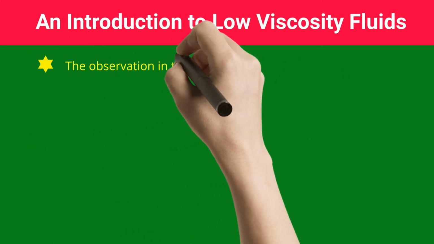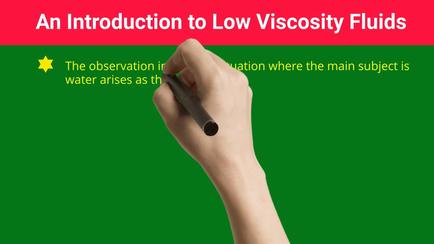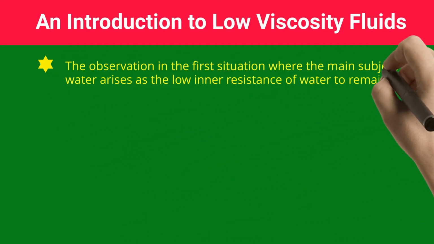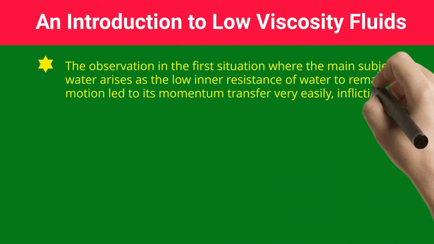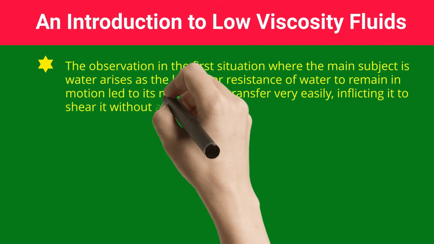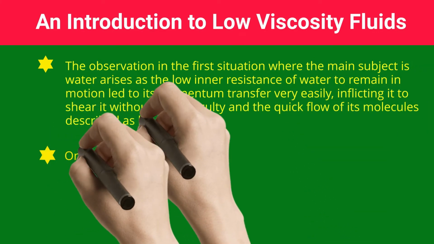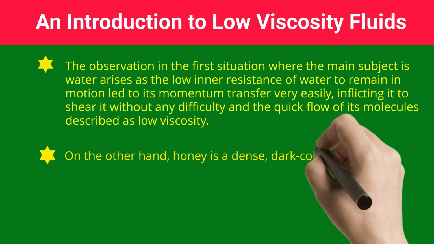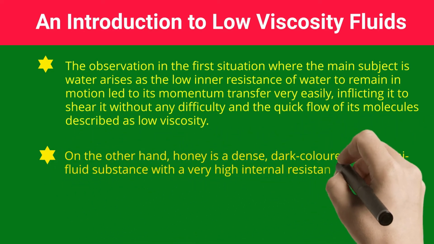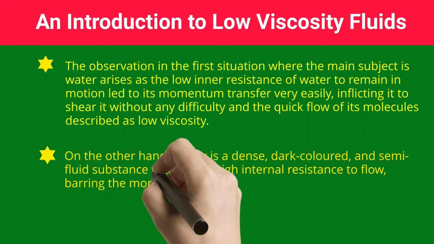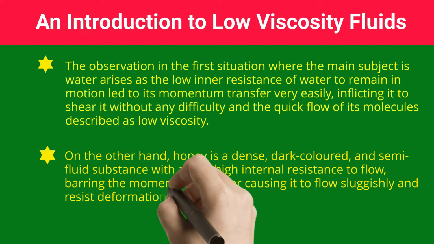The observation in the first situation, where the main subject is water, arises as the low inner resistance of water to remain in motion leads to its momentum transfer very easily, causing it to shear without any difficulty, and the quick flow of its molecules is described as low viscosity. On the other hand, honey is a dense, dark-colored, and semi-fluid substance with a very high internal resistance to flow, barring the momentum transfer, causing it to flow sluggishly and resist deformation, described as having high viscosity.